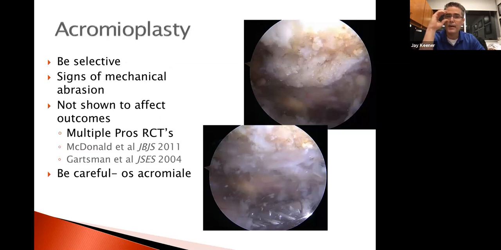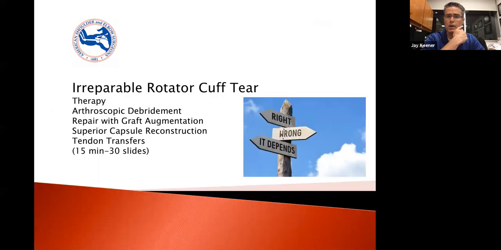Acromioplasties, my advice is be selective. I do them selectively when there's signs of mechanical abrasion. They're really not shown to affect the outcomes. There have been multiple prospective studies comparing cuff repair with and without acromioplasty and showing no difference in clinical outcomes, and be cautious with the os acromiale. I think Jed's going to talk about irreparable cuff tears now.